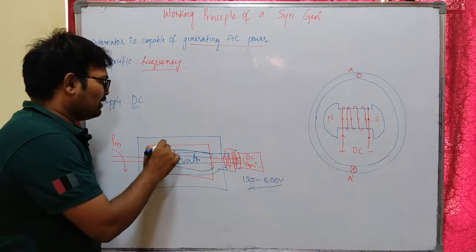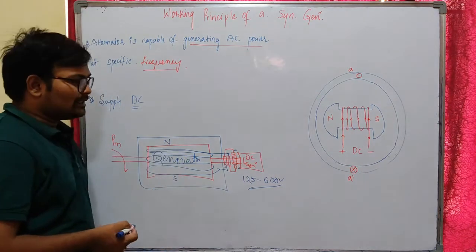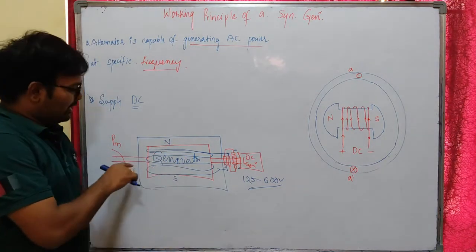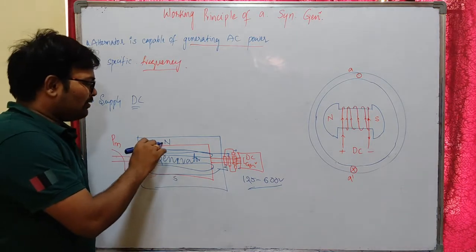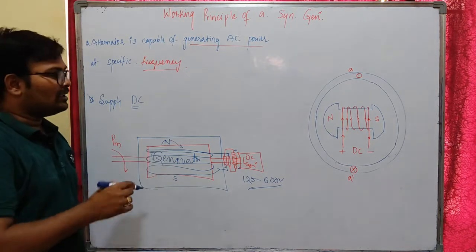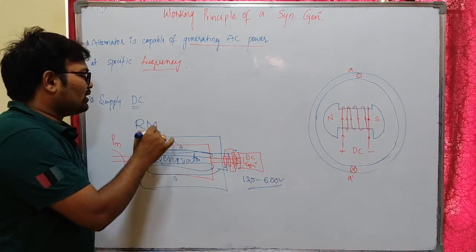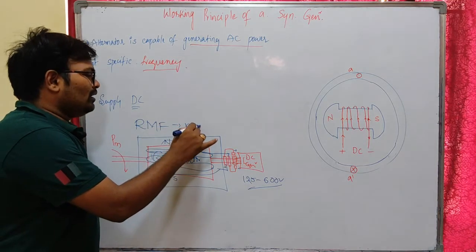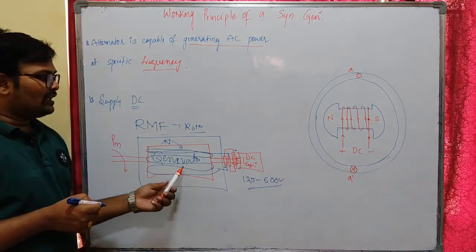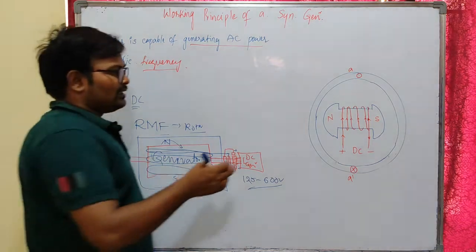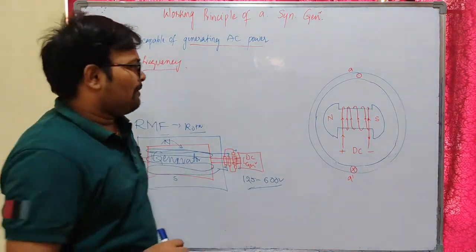This will produce a magnetic field. Because it is DC, that will produce a stationary magnetic field. As we are rotating the rotor, the magnetic field will be rotated. That is how we create a rotating magnetic field on the rotor. Till now we have obtained a rotating magnetic field in the rotor. Let us consider it as a salient pole synchronous generator.